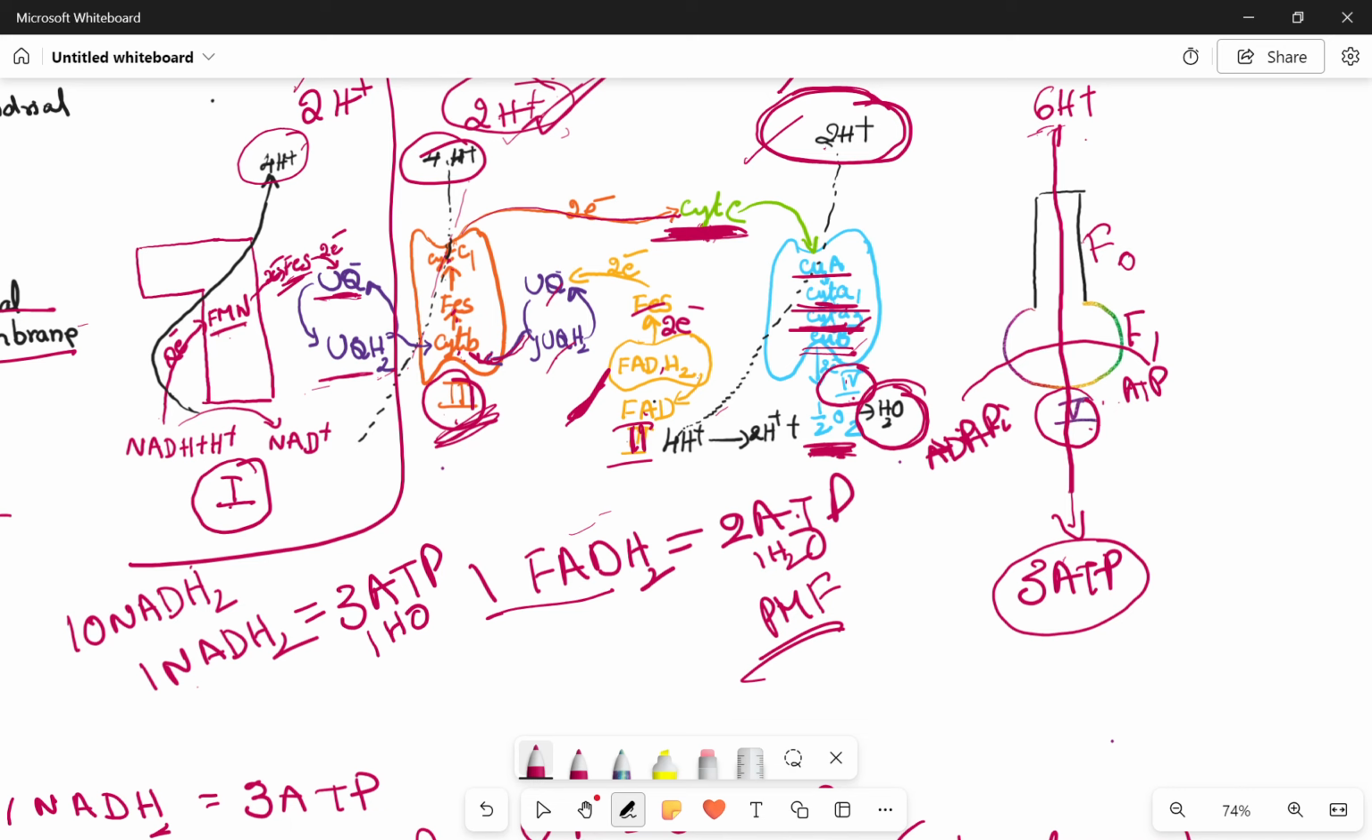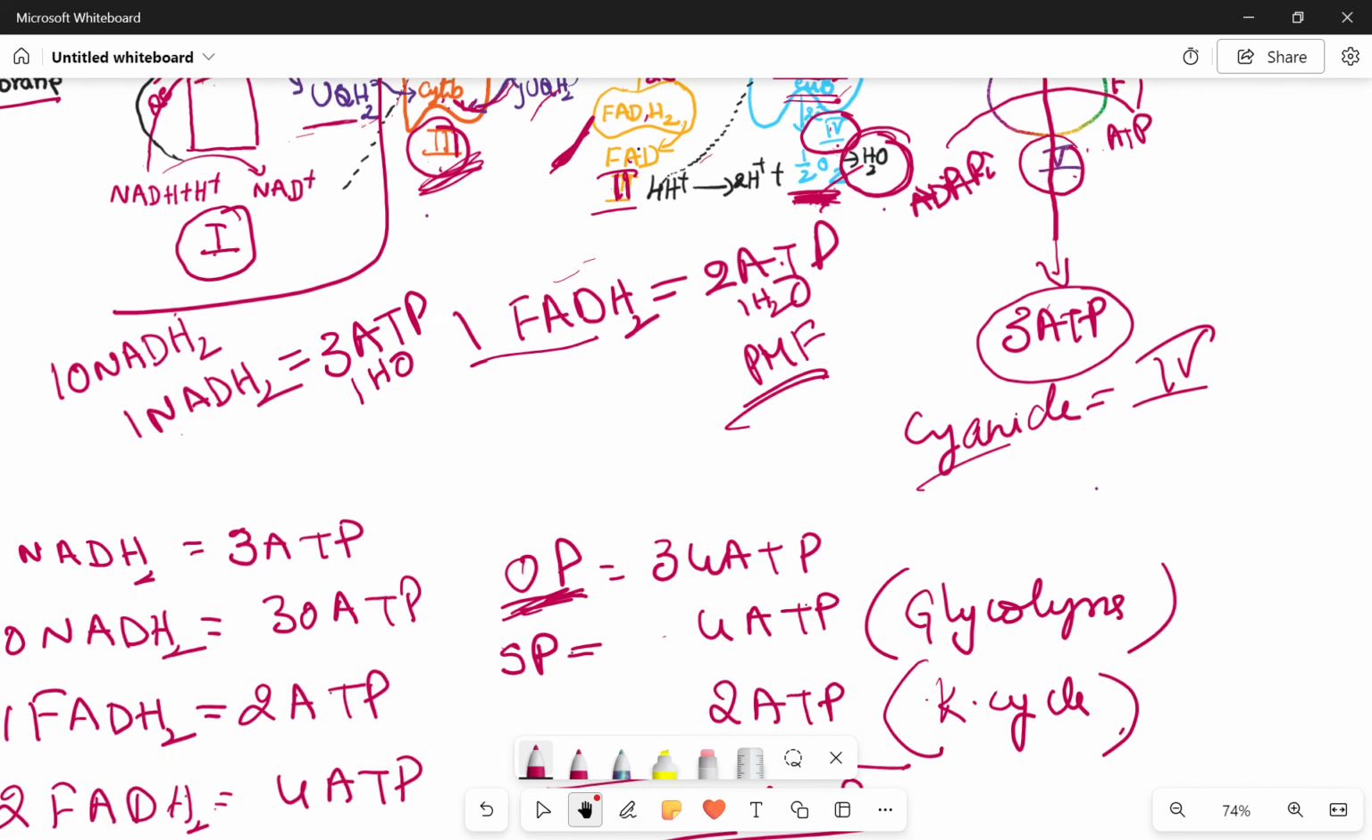Now, inhibitors. What am I asking? The fourth complex is inhibited. The electron transport is inhibited by cyanides. So cyanide inhibits complex 4 of the ETS, so it can't transport the electrons. Carbon monoxide also. Carbon monoxide and cyanides inhibit the electron transport in the fourth complex.